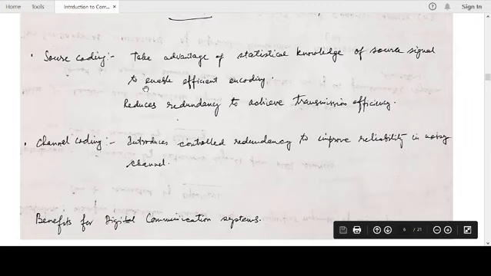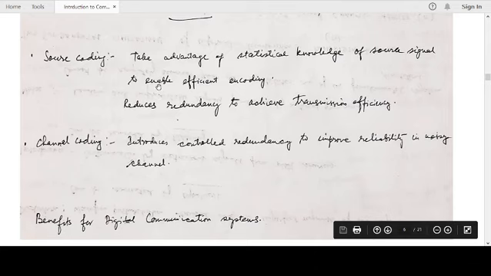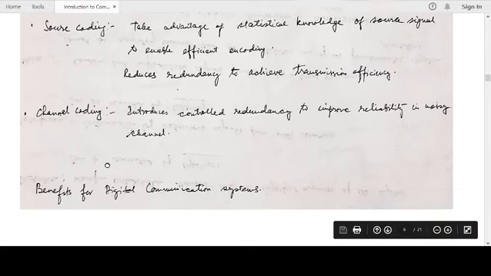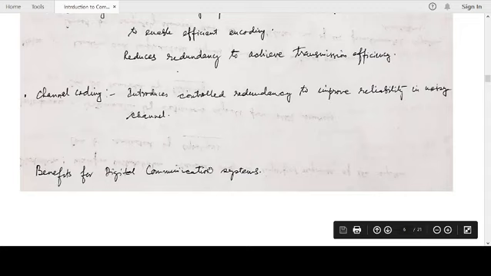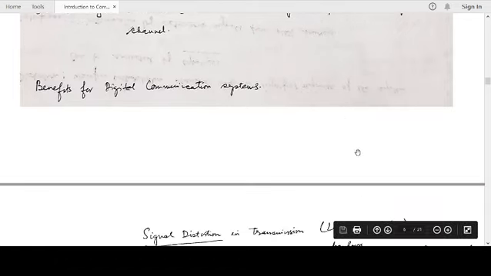Source coding and channel coding combined together, where one reduces redundancy and the other introduces redundancy, provide a very efficient methodology of transmitting signals. So this is hugely beneficial for digital communication systems. That is one of the primary reasons why, if possible, we try to use digital communication techniques.